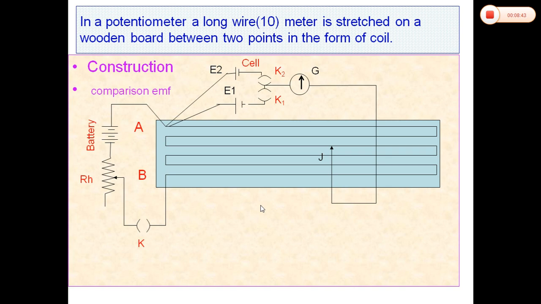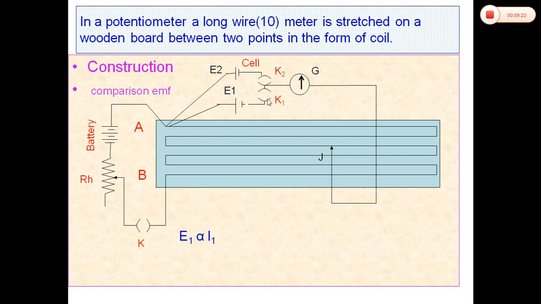Student, in this case, first of all, K is closed and a constant current is allowed to flow through the wire AB. Then first K1 is closed and the jockey is touched at points A and B. If the deflection in the galvanometer is in the opposite direction, then the circuit is okay and we proceed further. Now we move the jockey along the wire AB and we find the balance length as in the previous article. Let it be L1, then E1 will be directly proportional to L1.